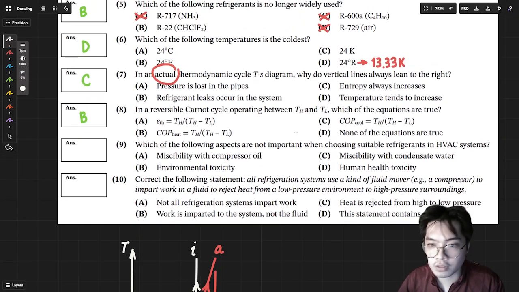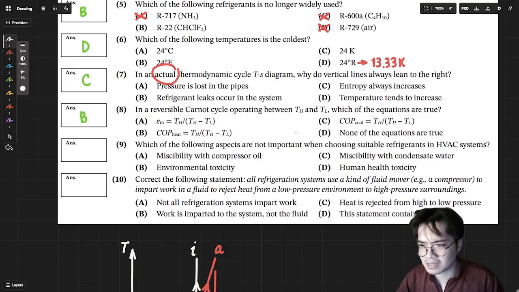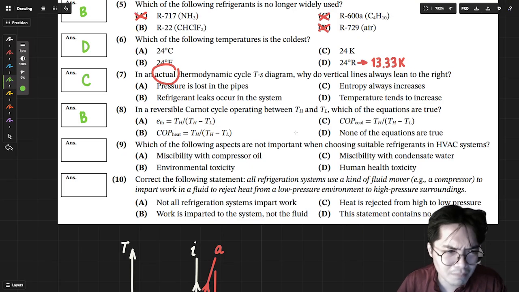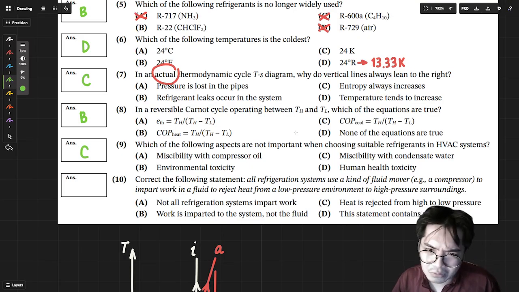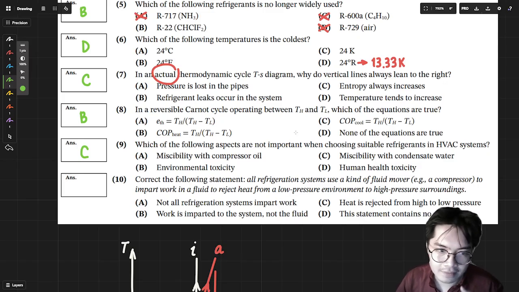So, the thing that is not of concern for us would be letter C. Miscibility with condensate water. It's okay if it mixes in, I suppose, unless you're throwing the water out into a river or something, right? But that's not as big an issue as letters A, B, and D.